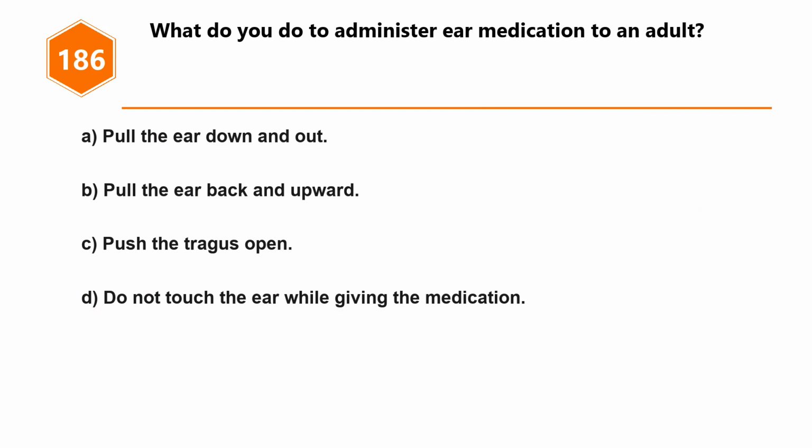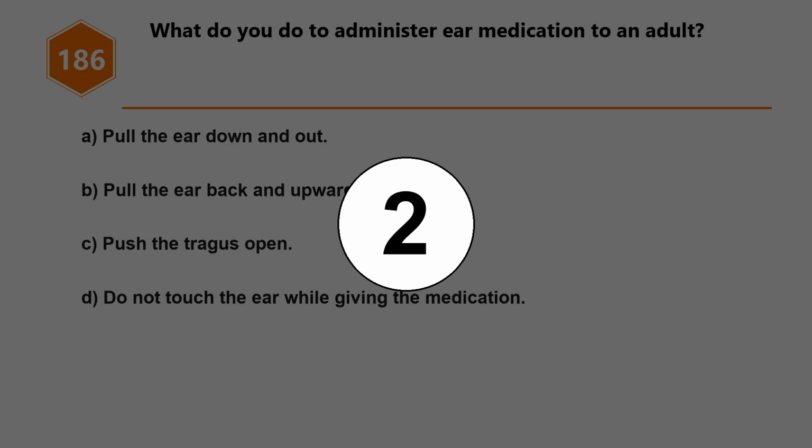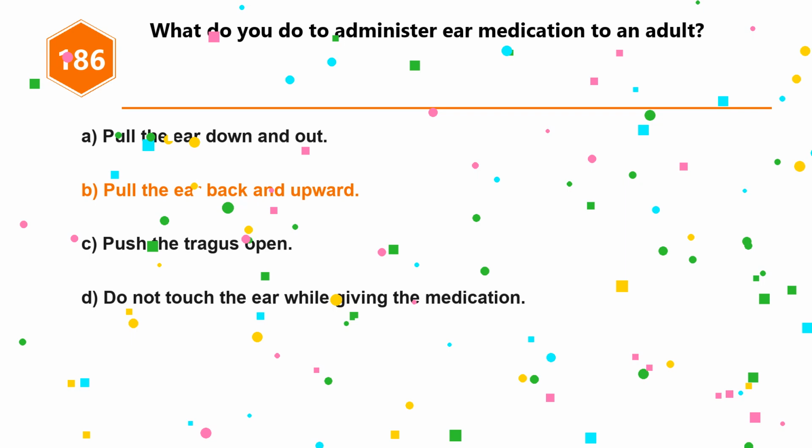Question 186. What do you do to administer ear medication to an adult? Option A, pull the ear down and out. Option B, pull the ear back and upward. Option C, push the tragus open. Option D, do not touch the ear while giving the medication. The correct answer is option B. Pull the ear back and upward.